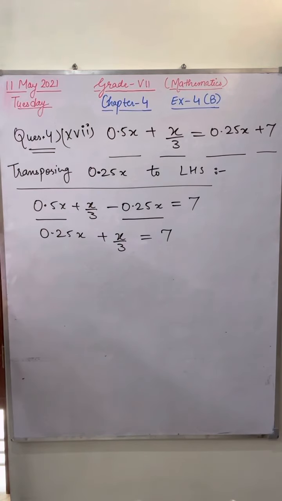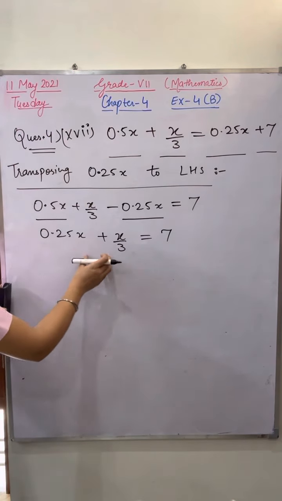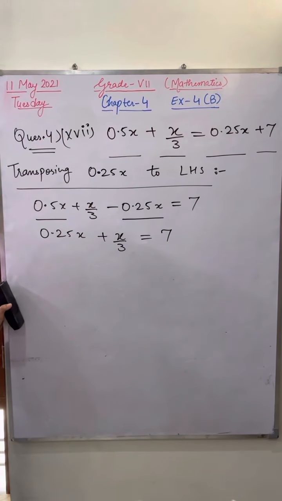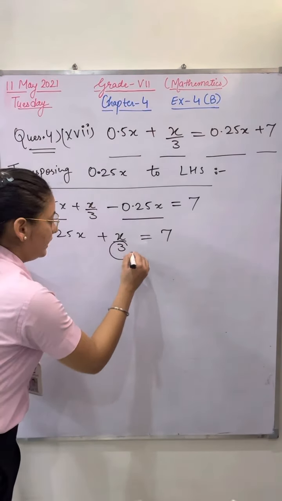Okay, now you have to take LCM. Tell me how I'll write this. Everyone, should I go with LCM or should I go with the multiplication or division? What should I do? Yes, everyone please tell me. Yes, that is also correct. 3 is the LCM.